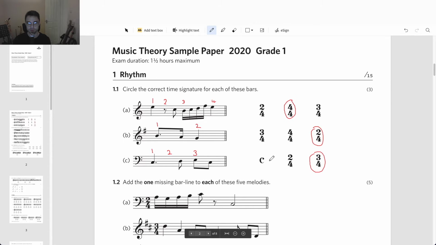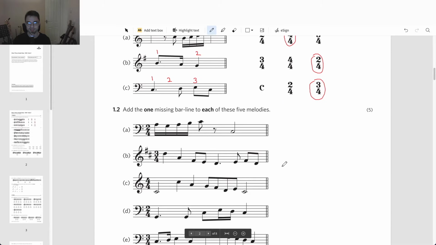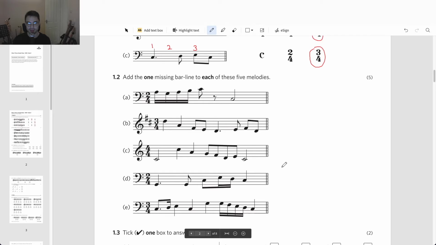Right, let's move to section 1.2. Add the one missing bar line to each of these 5 melodies. Cool. So we've got our time signature at the beginning here. This one is 2/4. So we want to count 2 beats and then add a bar line.